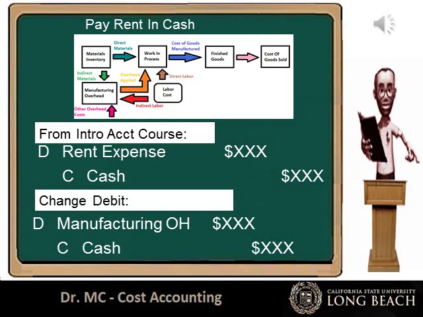Where do rent costs go? Because rent costs are not direct costs, they go indirectly into work in process, after first going into manufacturing overhead, as is indicated by the magenta arrow. Thus, we debit manufacturing overhead.